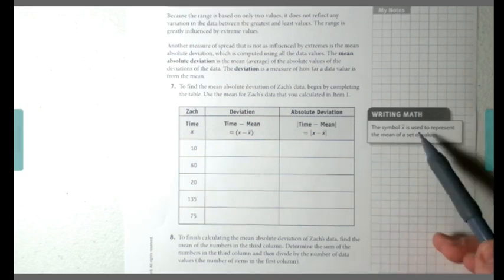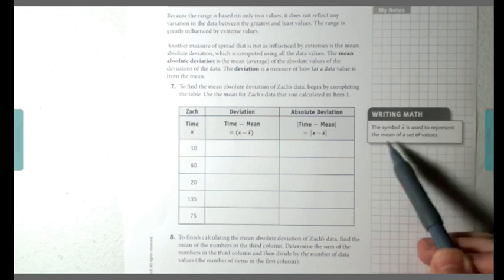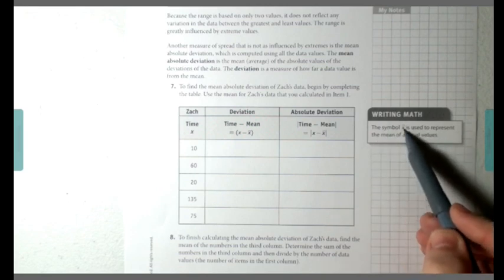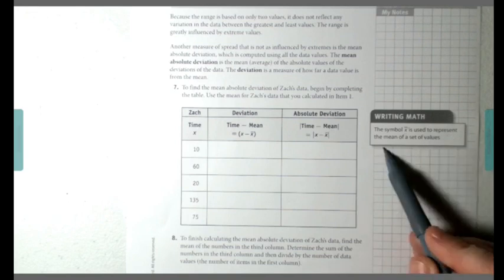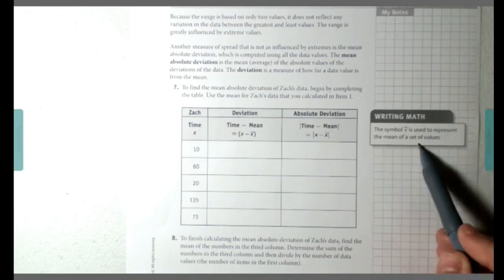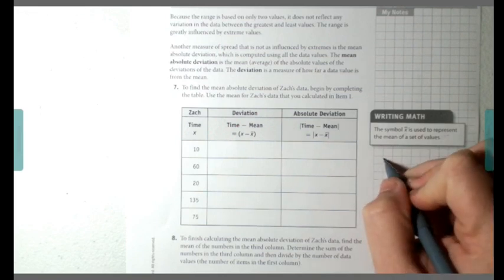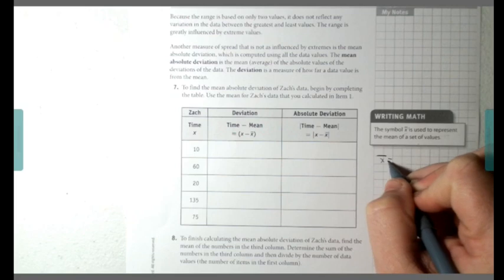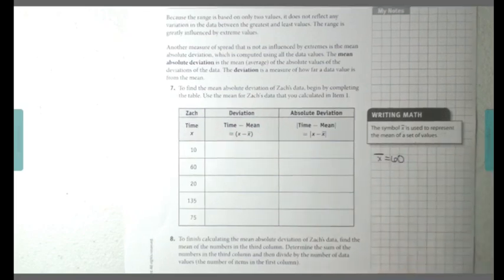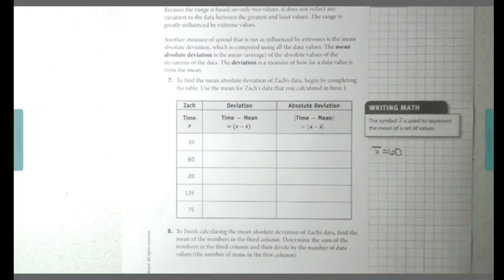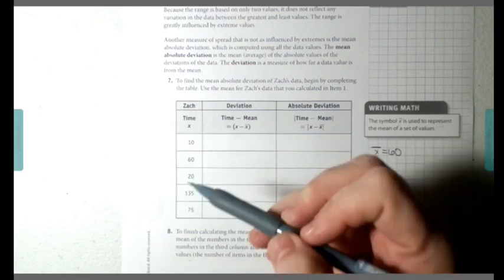Now, you also got this writing math that was on the previous slide. It says the symbol X with the line over it is used to represent the mean of a set of values. Now, recall that our mean was 60. So we would write X with the line over it is 60. And I'm going to kind of start you off on number 7. It says to find the mean absolute deviation of Zack's data, begin by completing the table. Use the mean for Zack's data that you calculated in item 1.